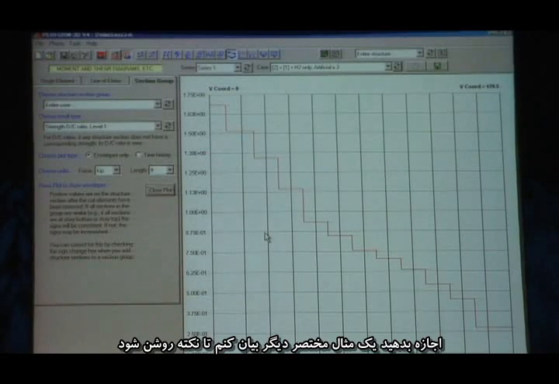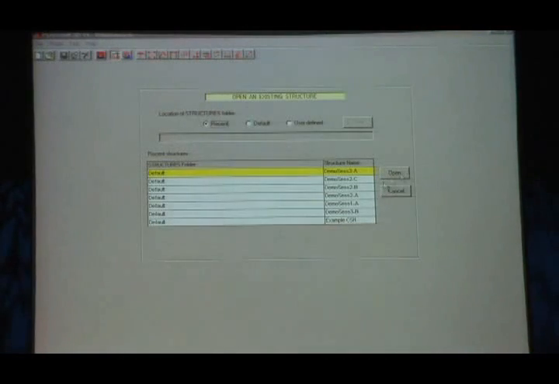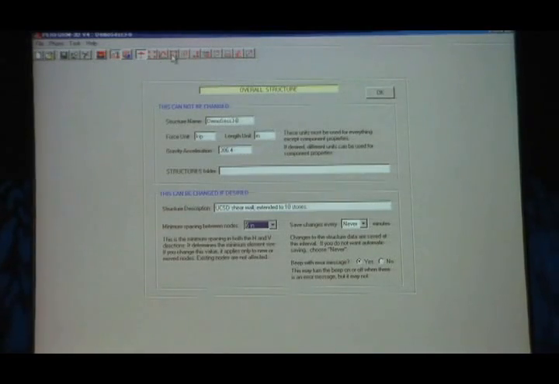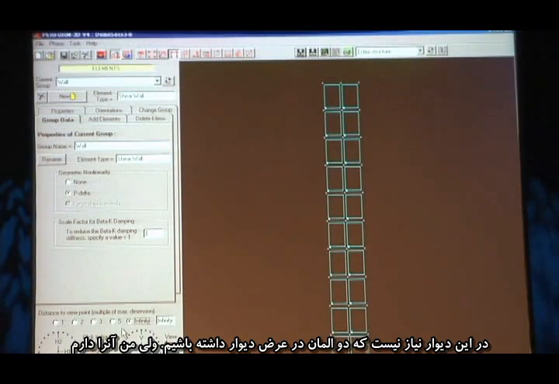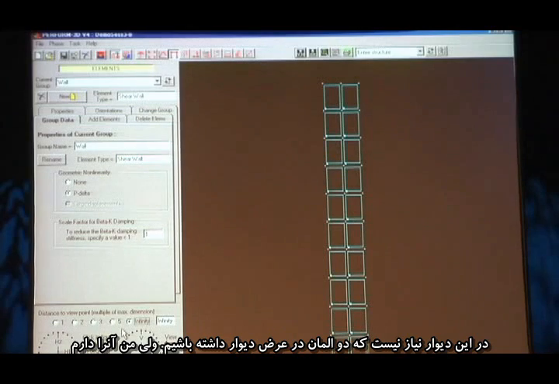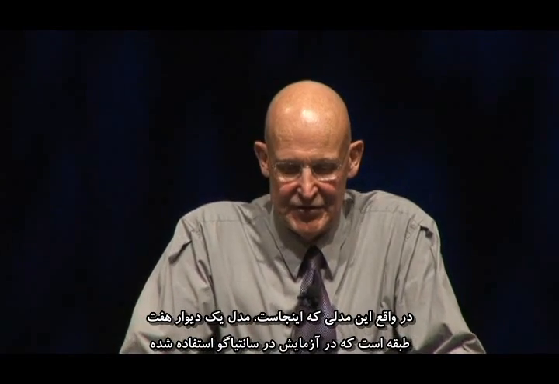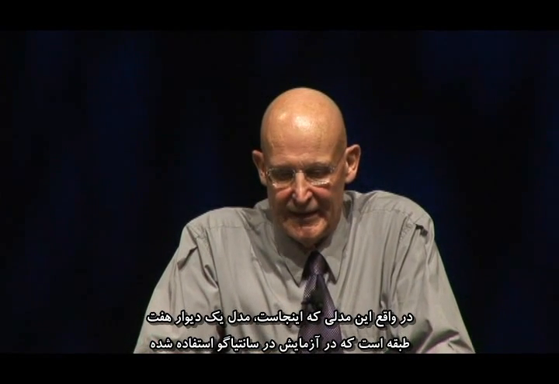Let me do one more brief example here, just to illustrate a point. This is a 10-story wall. It doesn't need to have 2 elements across the width, but I got the model from somebody else, and they chose to put 2 elements across the width. It's a model of a 7-story wall that they tested at UC San Diego, and I just stretched it out to 10 stories just to illustrate a point.